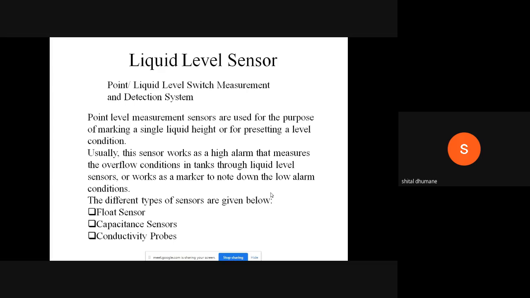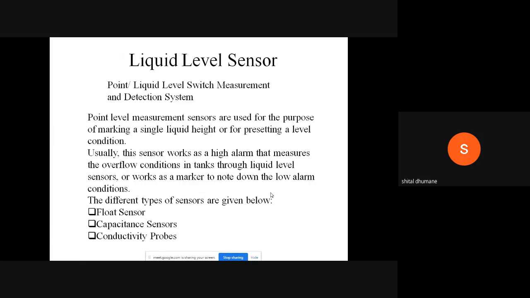Again, this is the liquid level switch measurement and detection system. The sensors are used for the purpose of marking a single liquid height or for presenting a level condition. Usually this sensor works as a high alarm that measures overflow conditions in a tank, or works as a marker to note down the low alarm levels. As I told you in the example of your water tank at home, the marking will be there and the alarm will turn on in that particular condition.